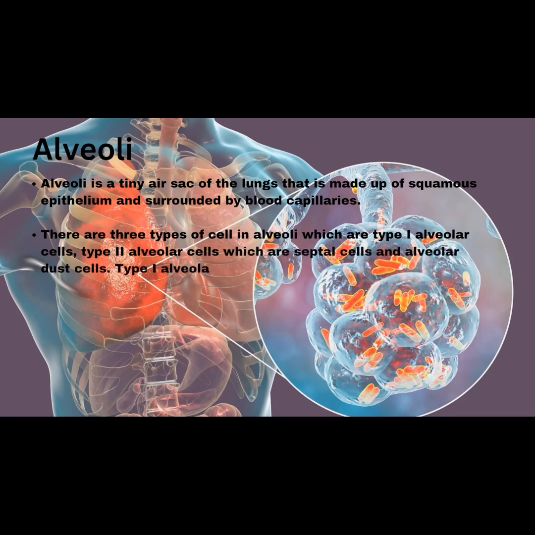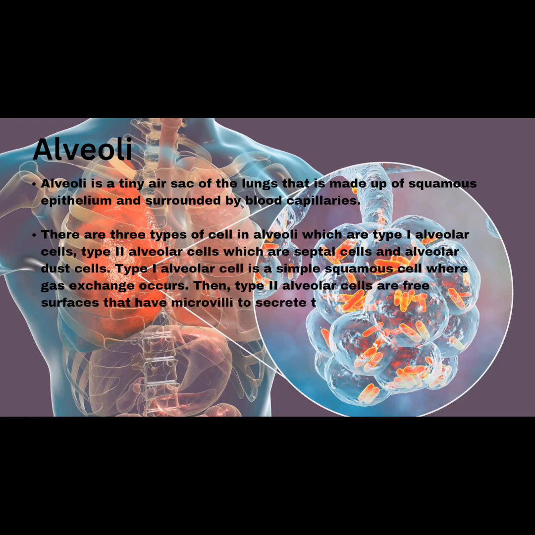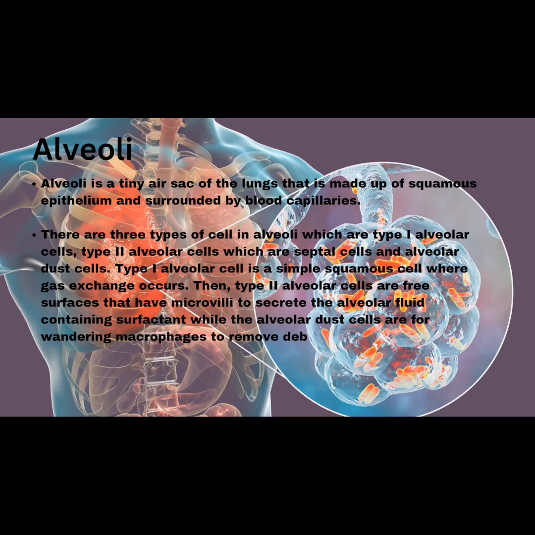Type 1 alveolar cell is a simple squamous cell where gas exchange occurs. Then, type 2 alveolar cells are free surfaces that have microvilli to secrete the alveolar fluid containing surfactant, while the alveolar dust cells are wandering macrophages to remove debris.